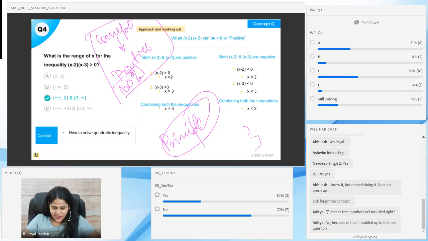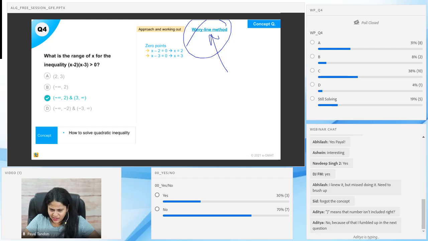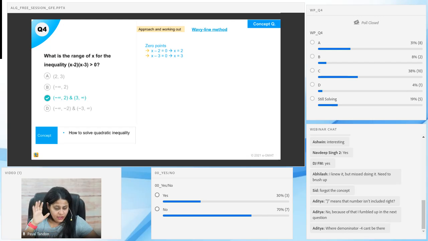Oh, you fumbled up on the next one. Okay, next one. Let me take a look at the next one. So here, wavy line method. Now, quadratic inequalities can be solved using the basic principle, right? But there is also this real quick method of solving it, which is called the wavy line method. How many of you are aware of the wavy line method? Okay, not many of you.